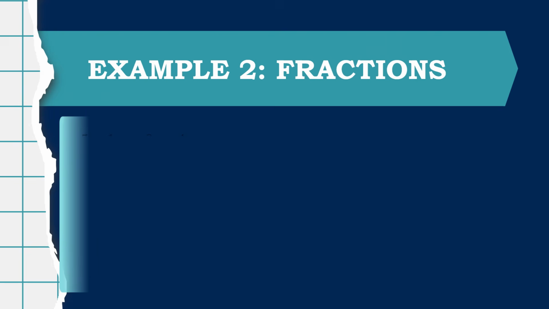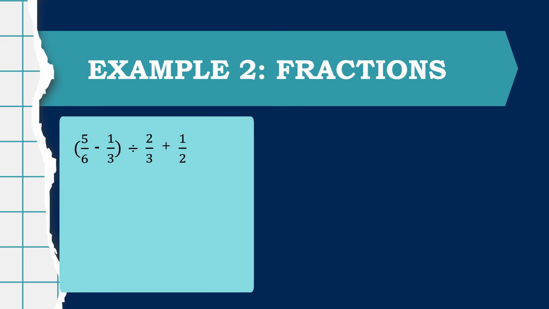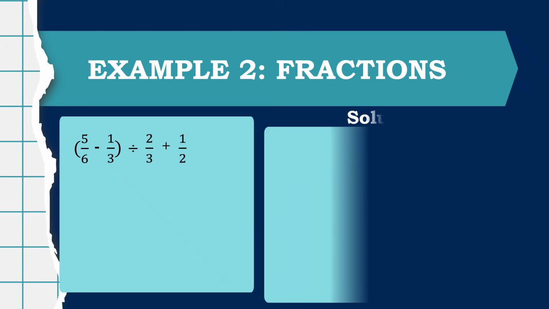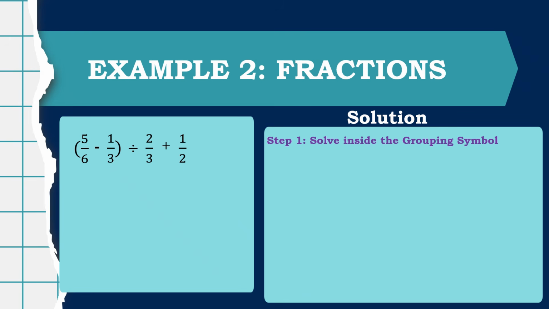Another example, the quantity of 5/6 minus 1/3 divided by 2/3 plus 1/2. So first, we're going to solve inside the grouping symbol. So 5/6 minus 1/3. So our fractions are dissimilar fractions, so we are going to use the cross product method.